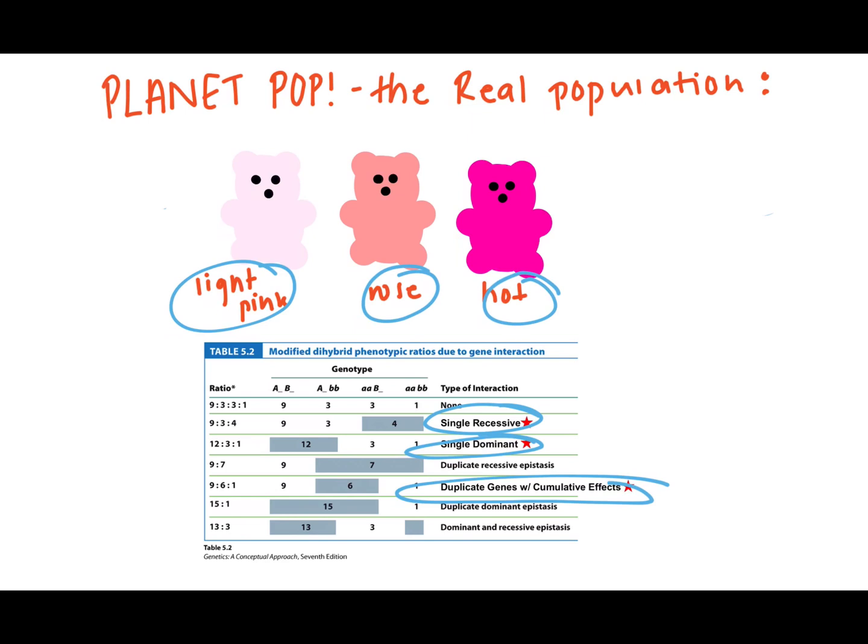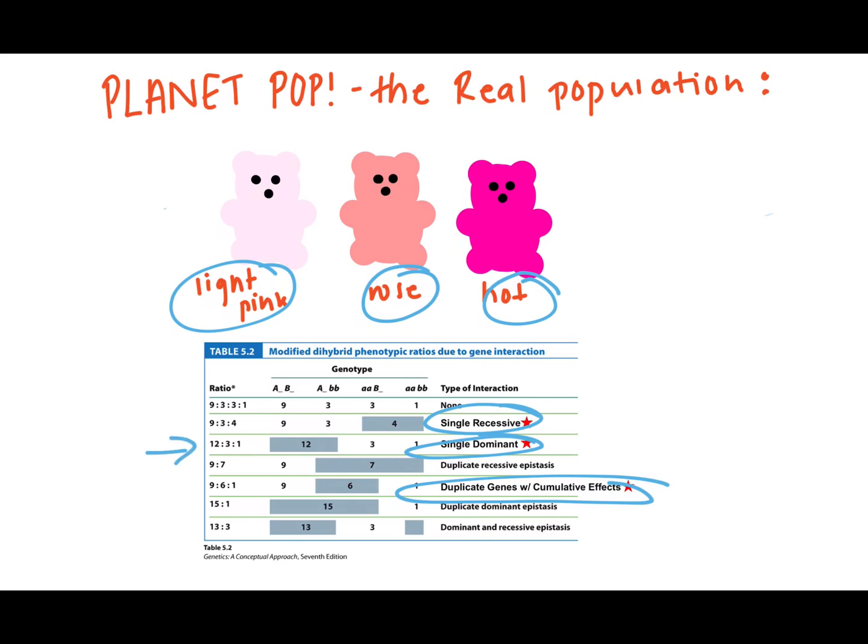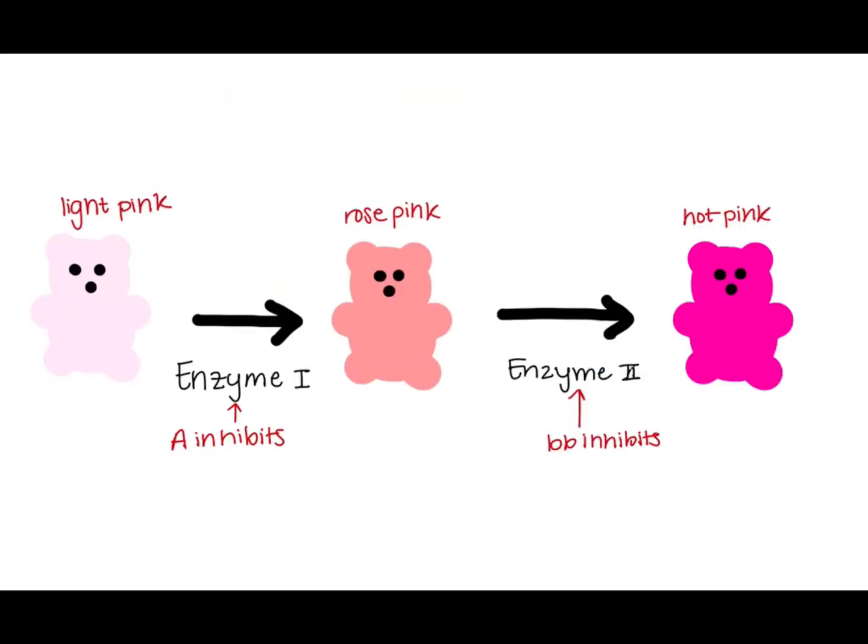The only way we can tell what it's doing is by a test cross of the dihybrid parents. Here, in the test cross, we have parents with genotypes big A, big B, little b, and we produce 3 phenotypic types. We get a ratio of 12 light pink, 3 rose pink, and 1 hot pink. This 12 to 3 to 1 ratio suggests that we have a single dominant epistatic relationship.